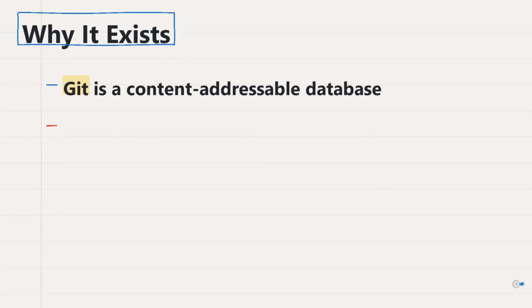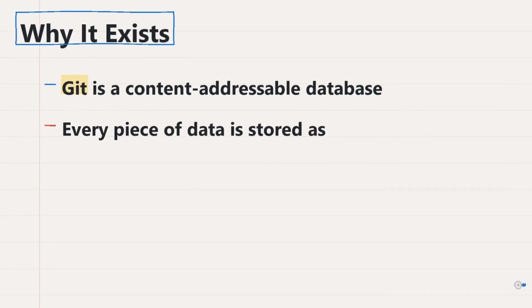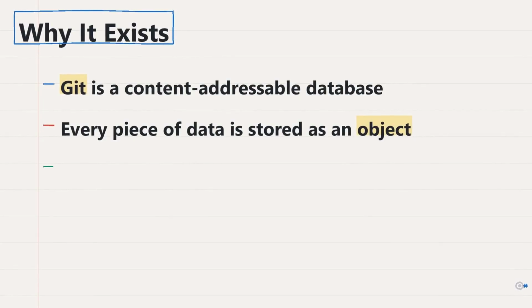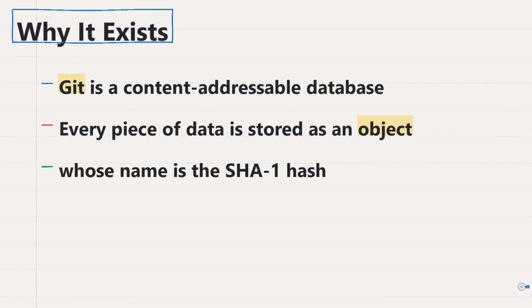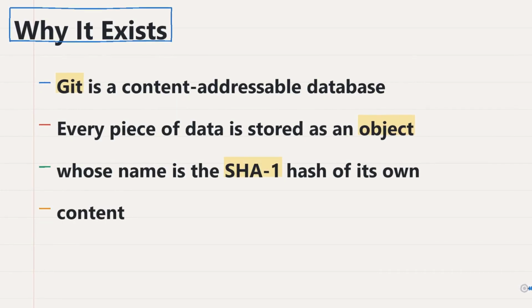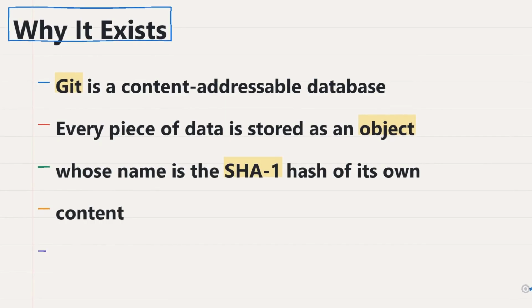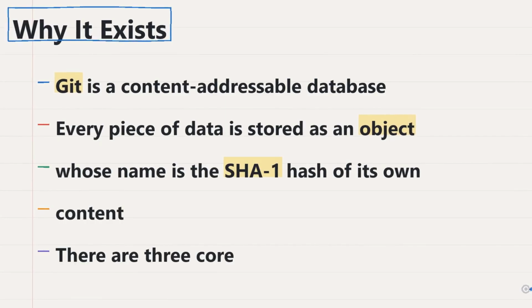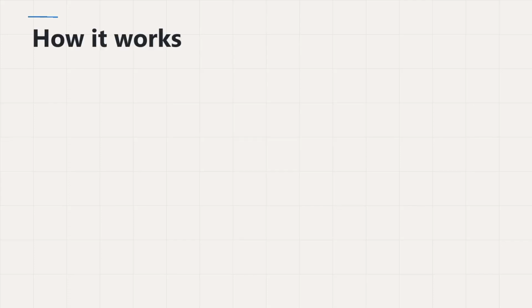There are 3 core object types. A blob holds the raw bytes of one file. A tree holds a directory listing, mapping names to blob or subtree hashes. A commit holds one top tree, a parent link, and metadata. Because names come from content, identical content is stored only once, and any corruption changes the hash, so it is detectable.